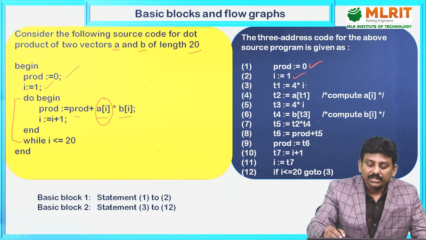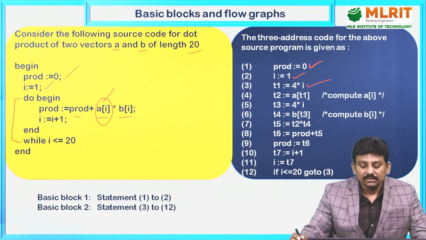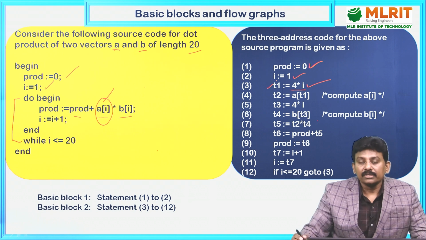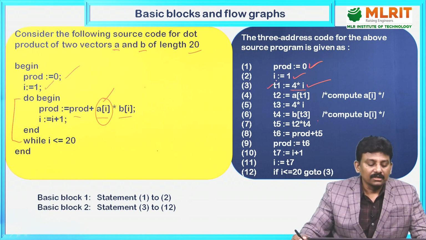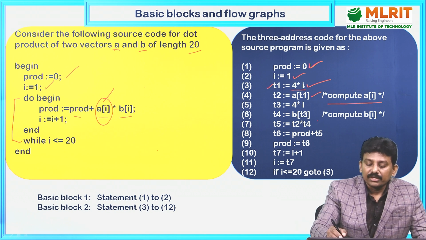So we need to write the 3 address statement for this A of i: T1 is equal to 4 into i. i is the integer variable index. So 4 indicates 4 bytes. Every element stored in A of i will require 4 bytes of memory, so we multiply 4 with i, that is assigned to the temporary variable T1. T1 is equal to 4 into i. Next T2 is equal to A of T1. Here we are computing A of i. T1 is 4 into i. So we need 4 bytes, so A of T1 is assigned to the temporary variable T2.